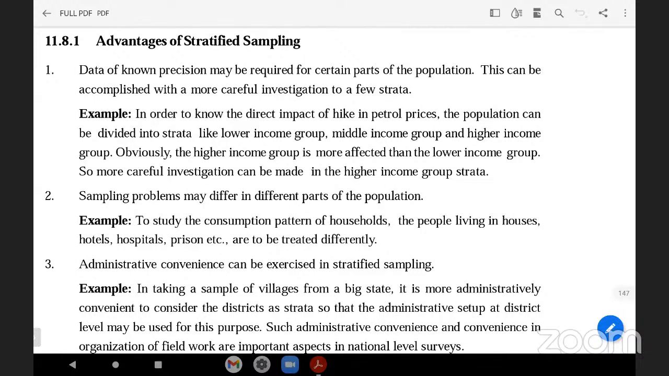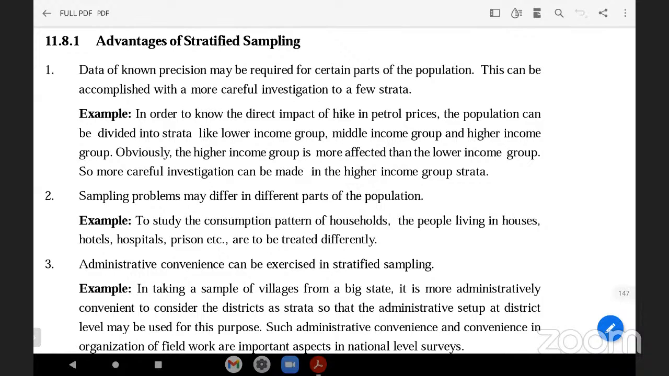If I take it, maybe the data know that precision may be required for certain parts of the population. This can be accomplished with a more careful investigation for a few strata. That is a major advantage of stratified sampling. So it is each and everything you are observing there. So it is a direct impact of the hike in the petrol.